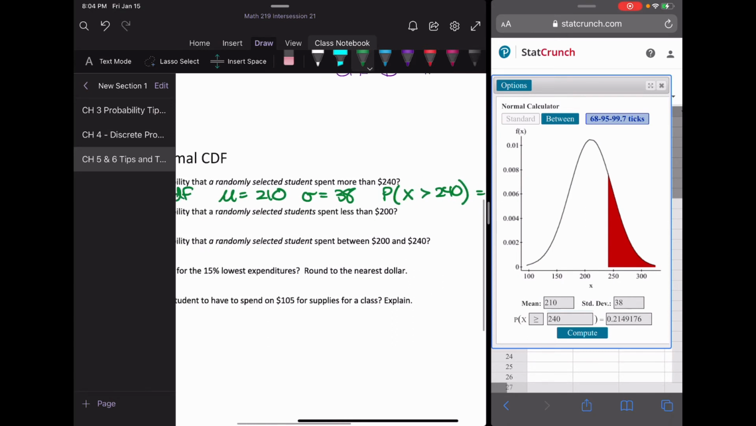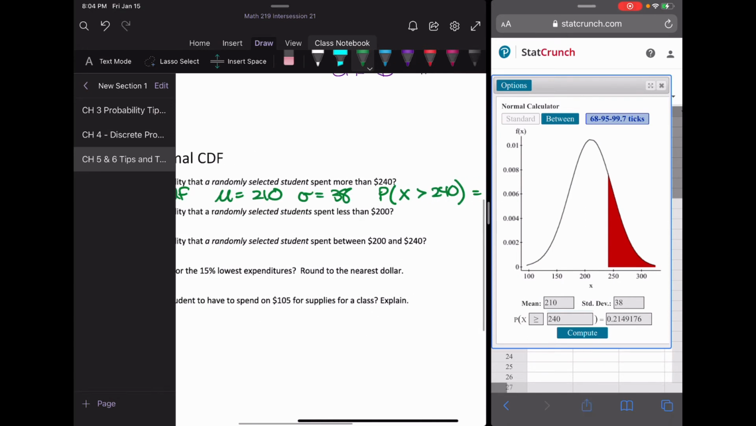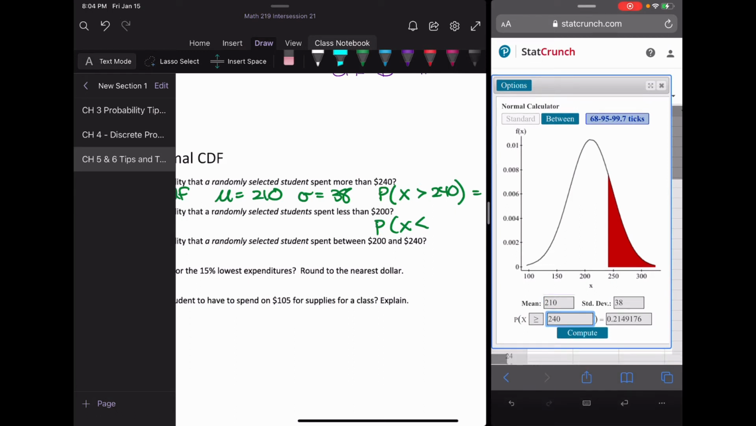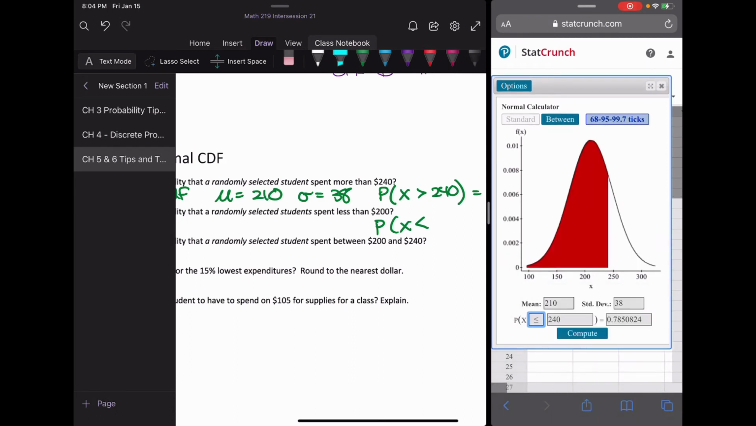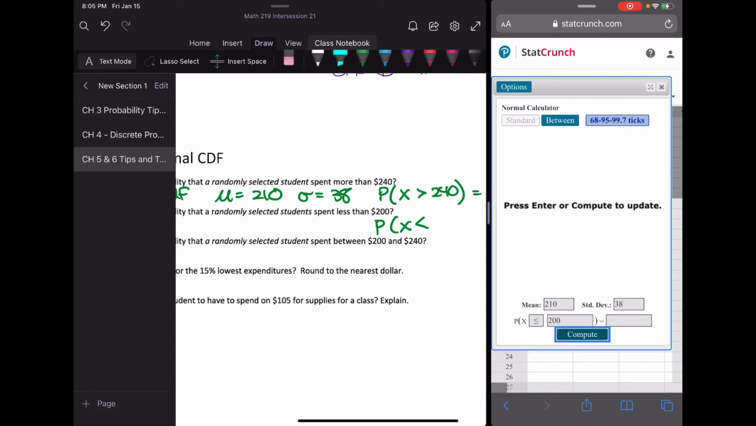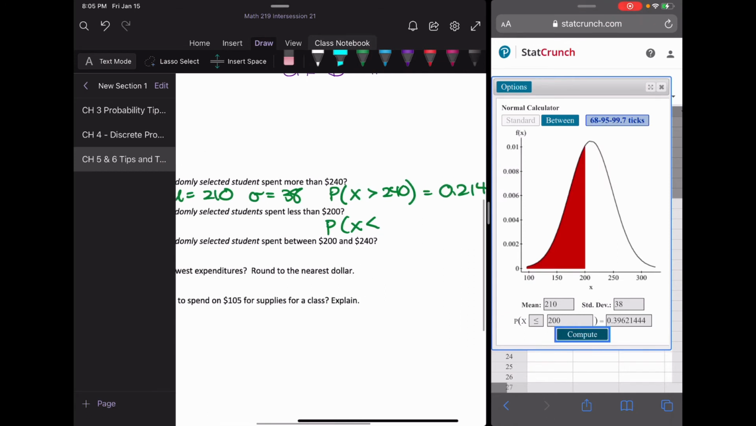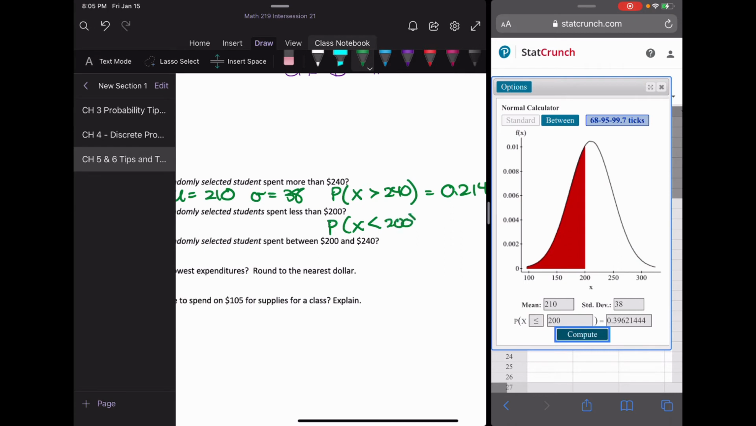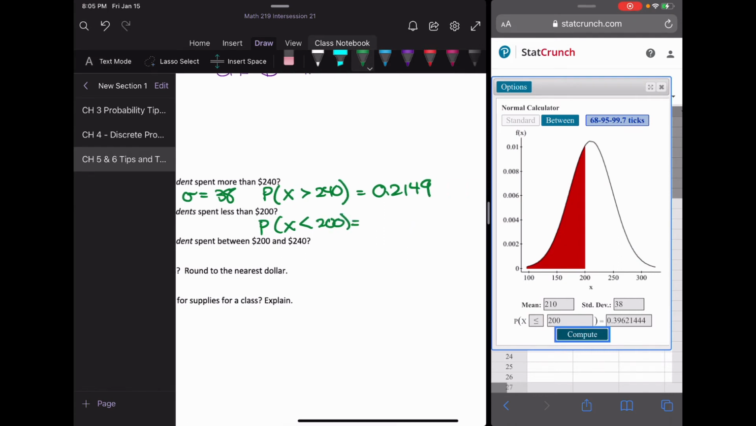Okay, and then the next question asks me, what's the probability that they spend less than $200? So less than $200, I'm going to go here and change this to less than $200. And because it's continuous, it doesn't matter if it's less than or equal to. I'll get the same answer either way. That's why there's no option for that on this distribution. I hit compute, and I get that less than $200 is 0.3962.